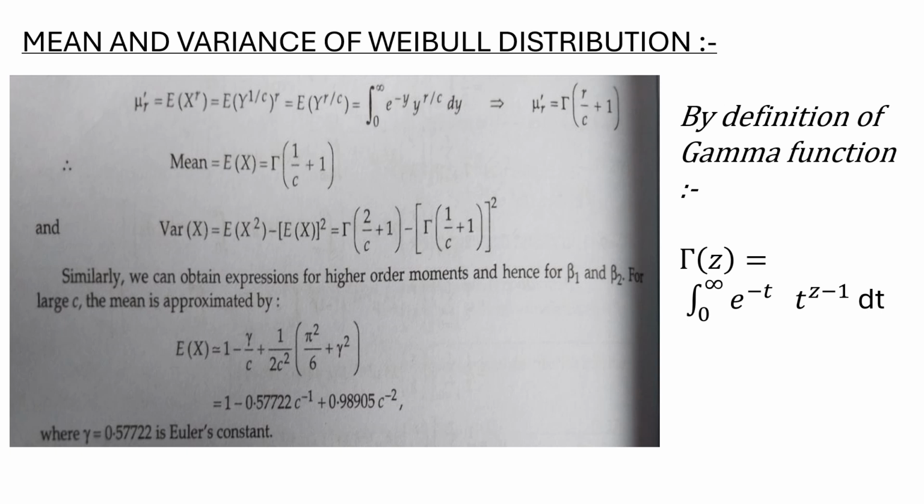For larger values of c, where c is a constant, the mean is approximated by expectation of x equals 1 minus gamma upon c plus 1 upon 2c square, in brackets pi square upon 6 plus gamma square. Which equals 1 minus 0.57722 c inverse, that is c to the power minus 1, plus 0.98905 c to the power minus 2, where this gamma equals 0.57722, the Euler's constant.